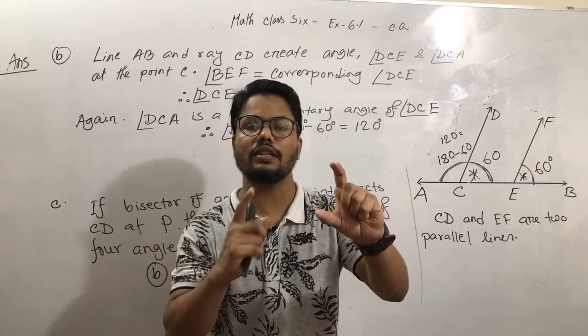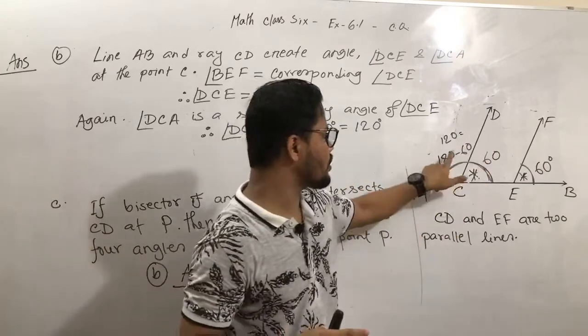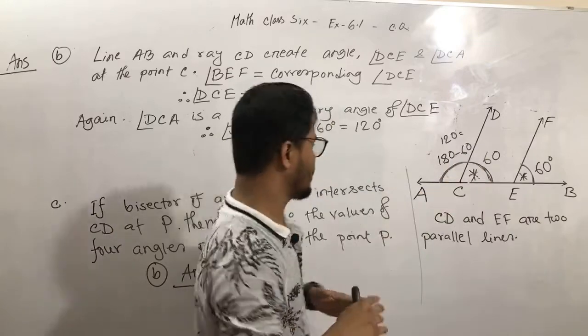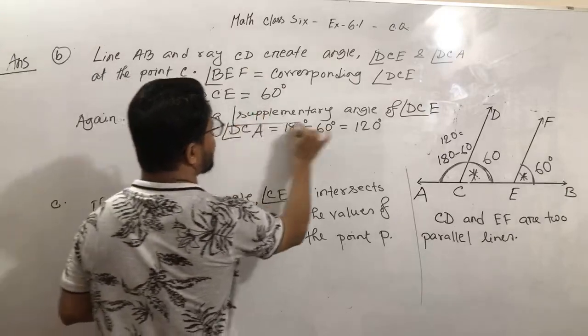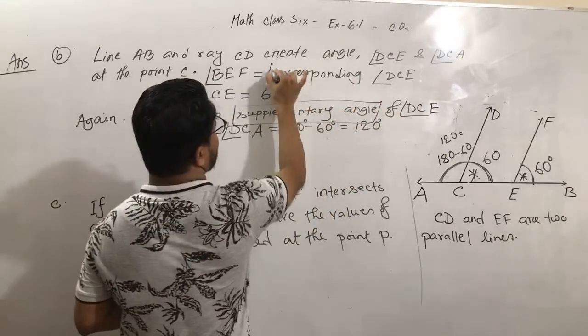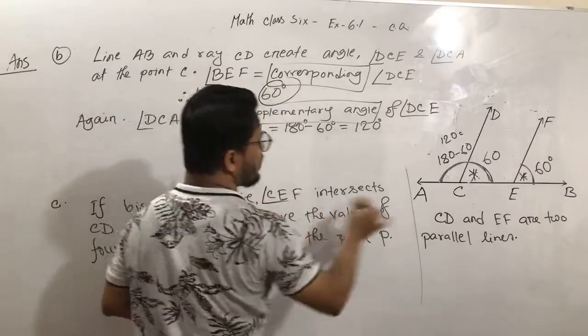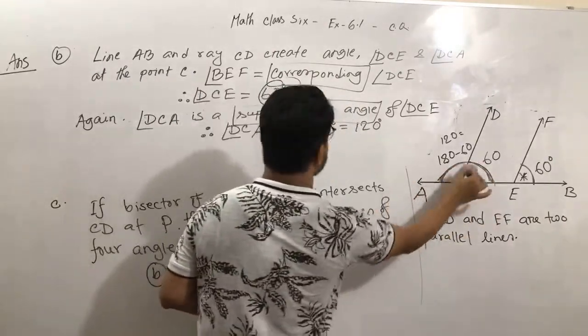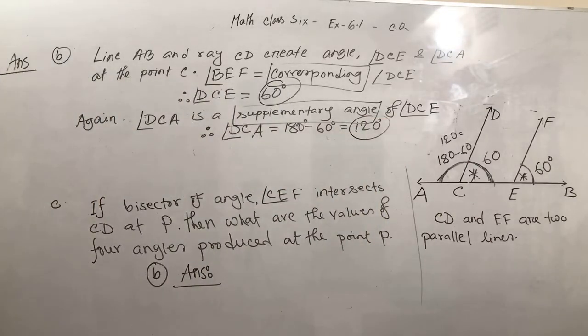That means you have to compare with 90. Supplementary means more, then we will always compare with 180. So this is our answer. The names of the angles will be supplementary angles and corresponding angles. Their measures are 60 degrees for this one and 120 degrees for this one. And this is our final answer.